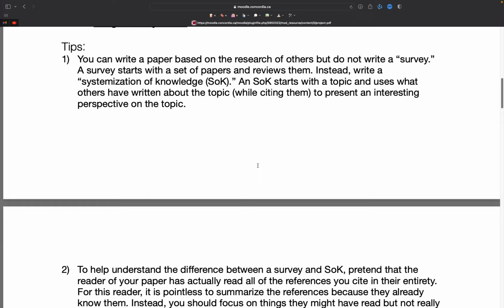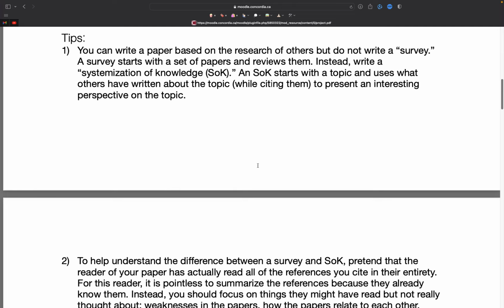I want a project, a standalone self-contained project on a particular topic, and you're pulling in knowledge from wherever you're getting it from as suitable, okay? So it's subtly different, but we call these systemization of knowledge papers as opposed to a survey paper.